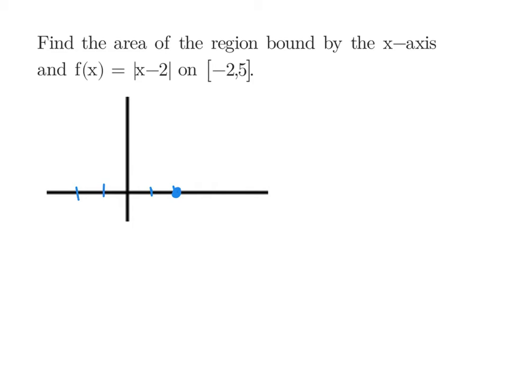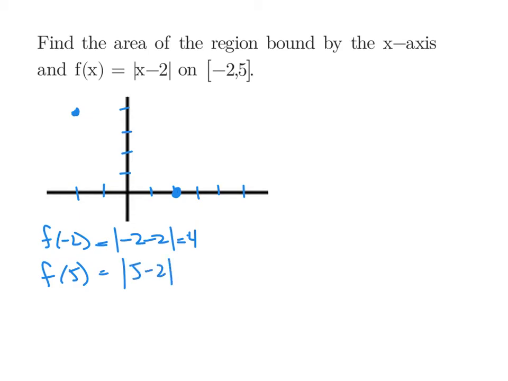So if I were to plug -2 in there, f of -2 is going to be the absolute value of -2 minus 2, which is 4. And on the other side, for 5, so f of 5 is going to be absolute value of 5 minus 2, which is 3. And so our graph looks like this.